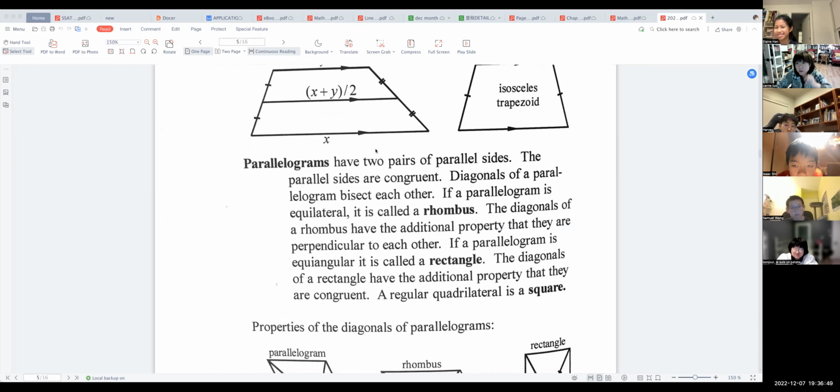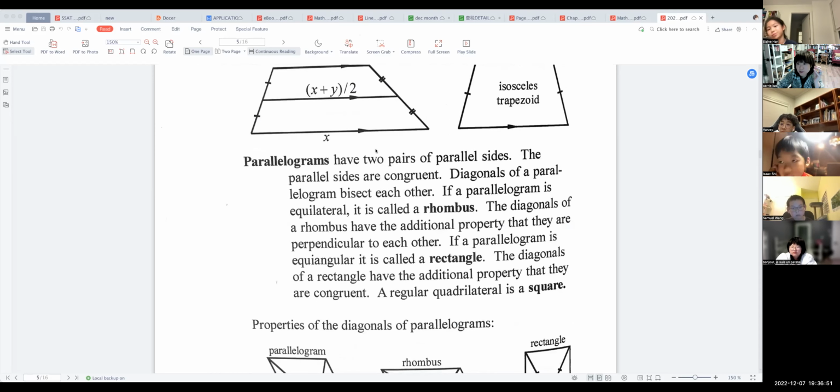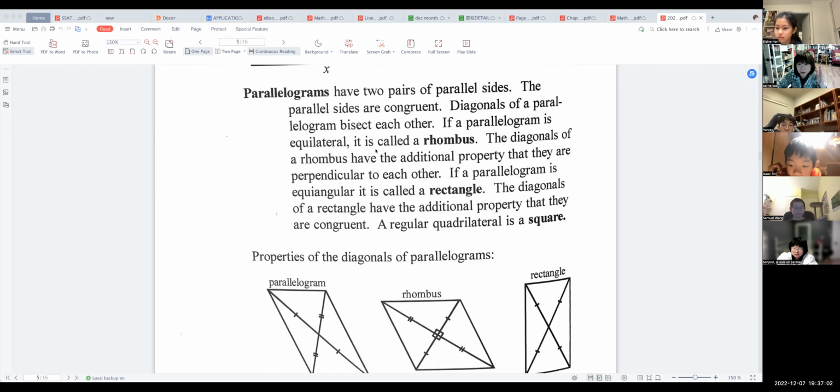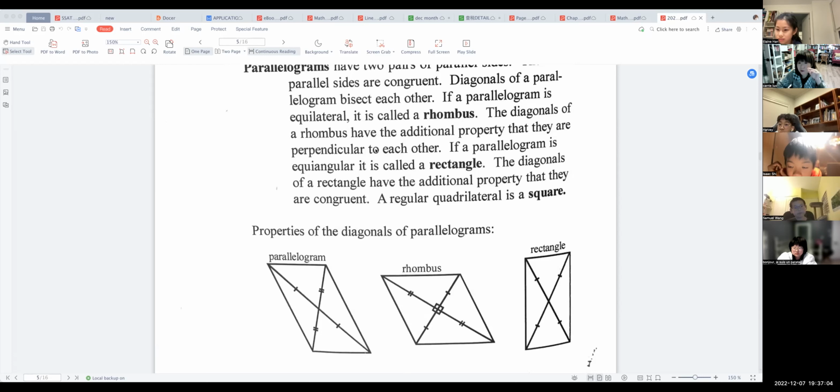Okay. So parallelogram has two pairs. Okay. Hi, Daniel. Has two pairs of parallel sides. The parallel sides are congruent, okay? Diagonals of the parallelogram bisect each other, okay? This is very important, okay?